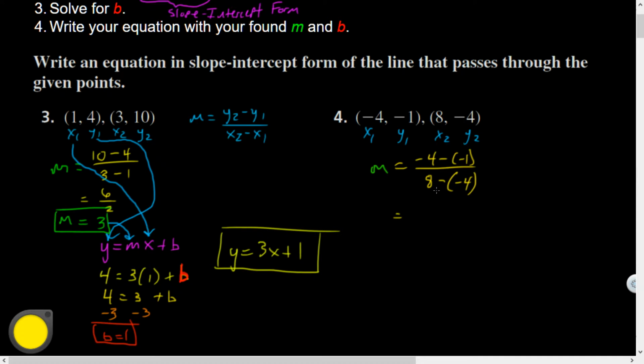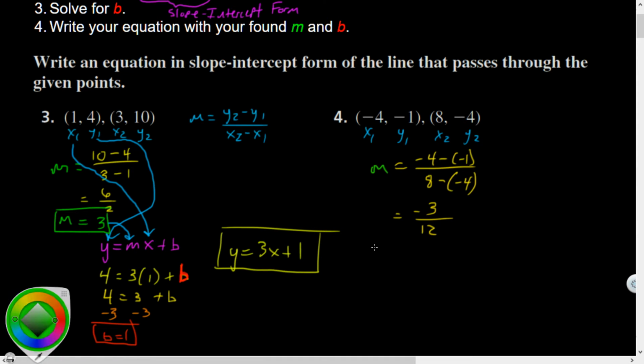Ooh, 8 minus -4. So -4 minus -1 is -4 plus 1. Oh boy. What's -4 plus 1 going to be? Yeah, their signs are different. So I subtract them and I take the sign of the more influential, which was the 4. So that's just going to be -3. Over 8 minus -4, that's 8 plus 4. So that's 12.